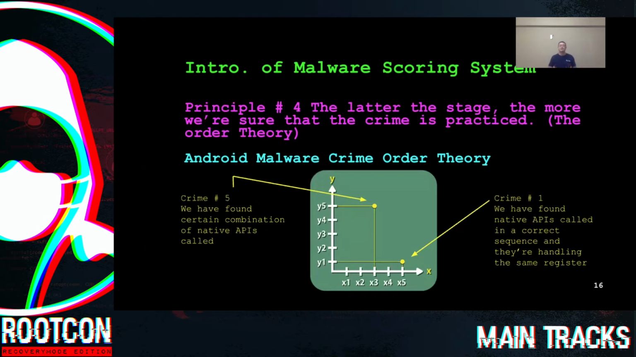Okay, so now you can see from this picture, this is a two-dimensional map for Android malware crime. For the crimes, we put them in the y-axis. And for each crime, we use the x-axis to see the evidence we caught for the crime. So x5, y1 means in crime number 1, we have found native APIs that are called in the correct sequence and they're handling the same register. And x3, y5 means in crime number 5, we have found a certain combination of native APIs that is used in this APK.